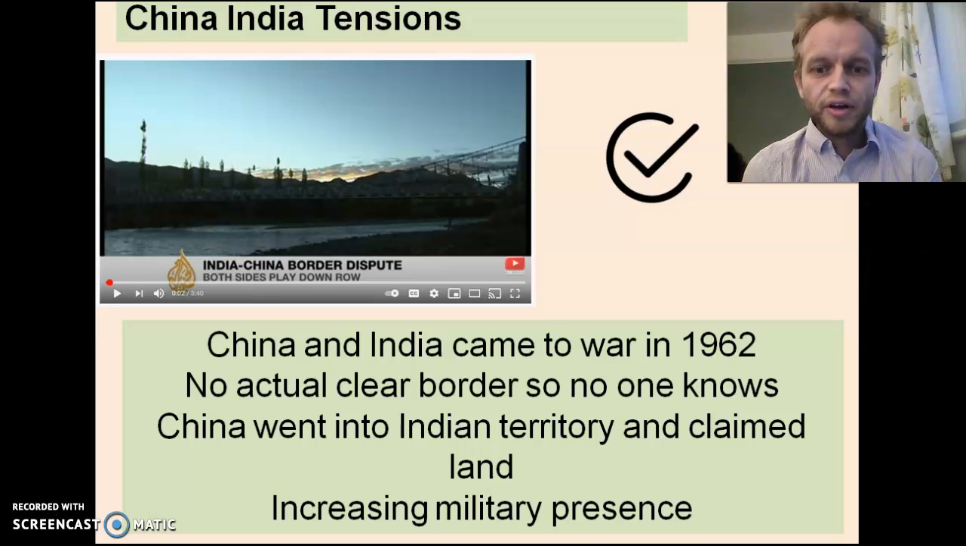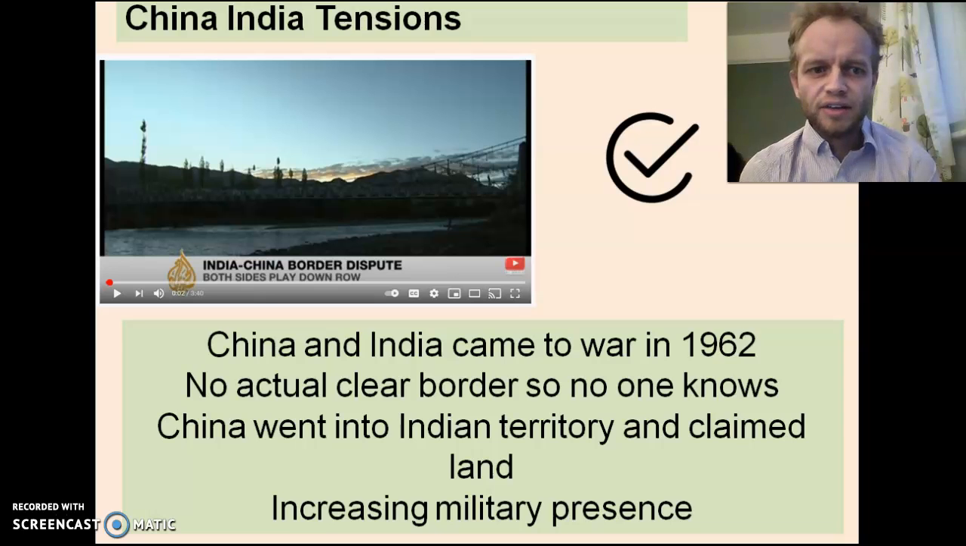Well, China and India have a history of tension in this region. So in the video they talked about the war in 1962, and obviously that leads to more tension these days if you've had conflict in the past. The second point is that there's no clear border. It's a very mountainous region.